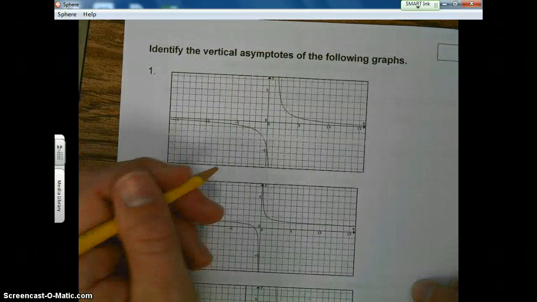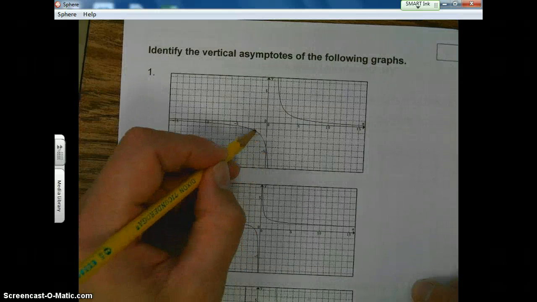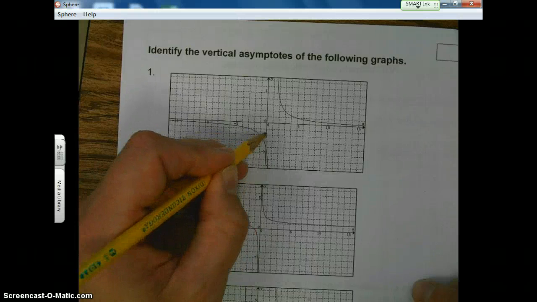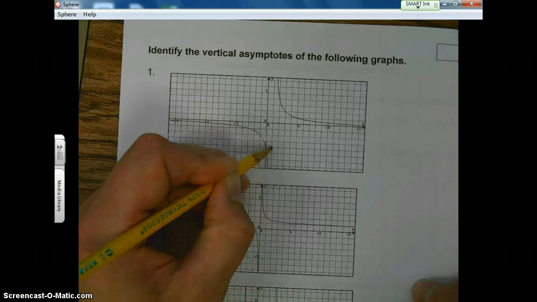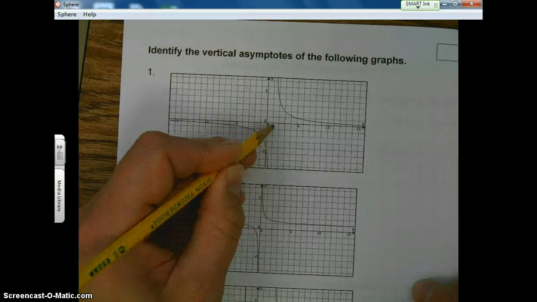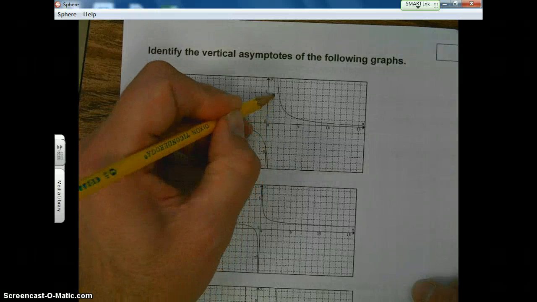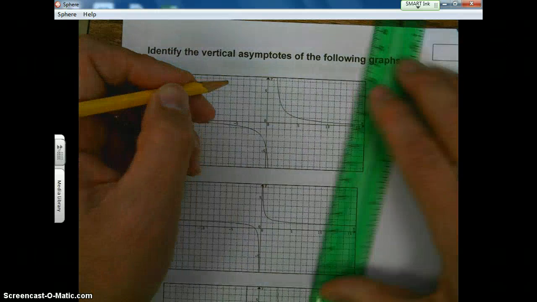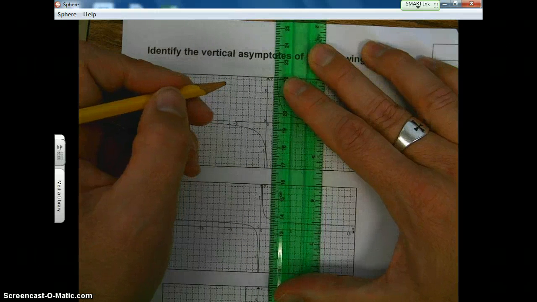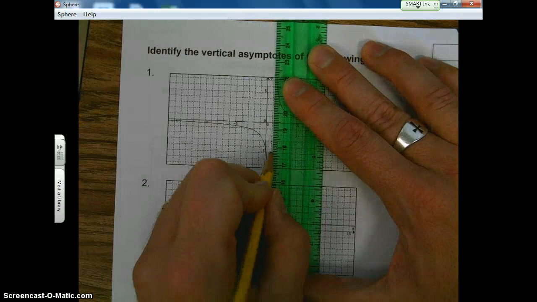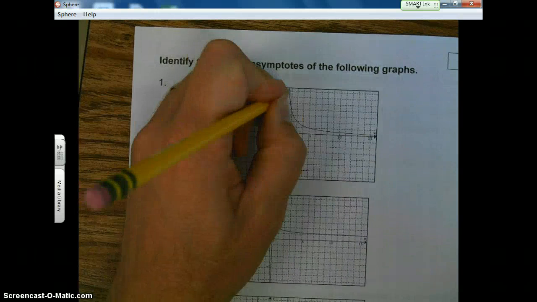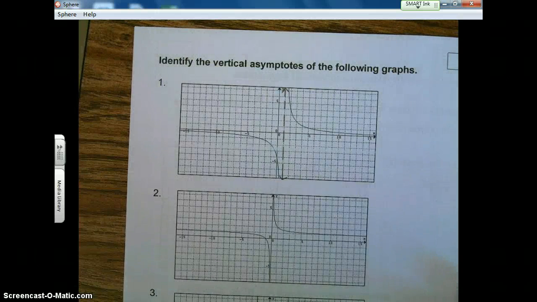So what we're looking for here is where this graph is getting closer and closer and closer to. So it looks like it passes 0, so it looks like it's getting closer and closer to 1. So this graph is getting closer and closer to 1. And check up here as well, it looks like this one's getting closer and closer to 1 as well. So our vertical asymptote is going to be directly in between the two parts of the graph. Here's your vertical asymptote.